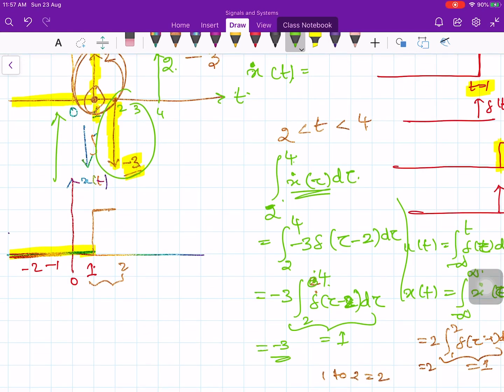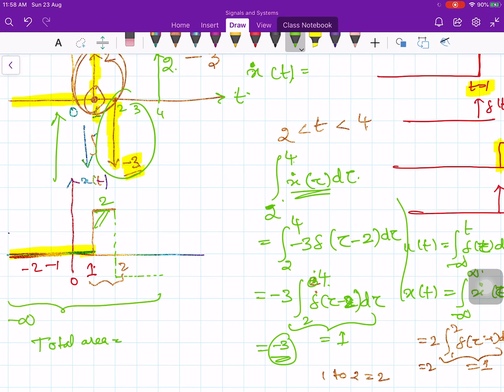Okay, so if you sum both of their areas, this area is 2, and here this area is minus 3. If you sum these two, that's what you are going to get from this point onwards. That is equal to minus 1, because the total integration length is from here to here, minus infinity to 4.